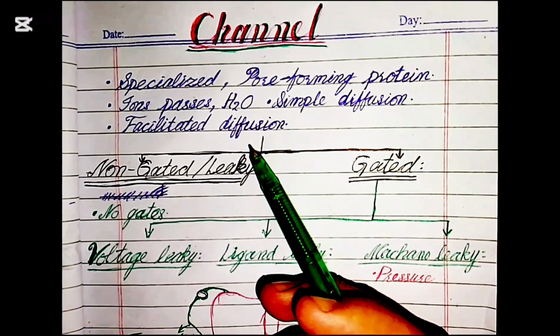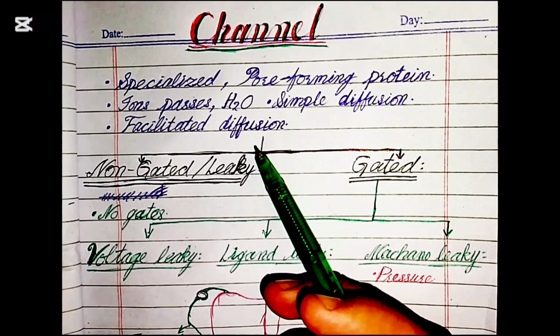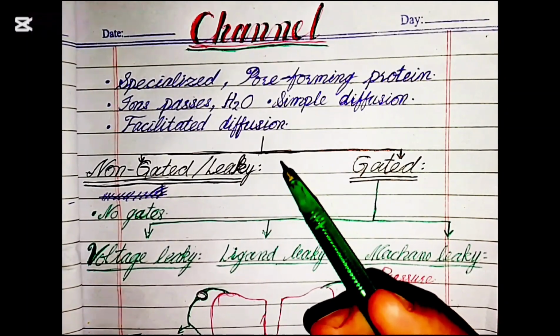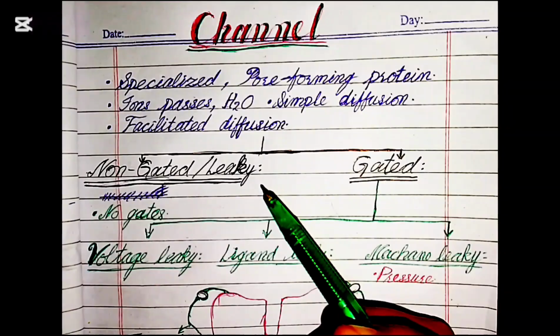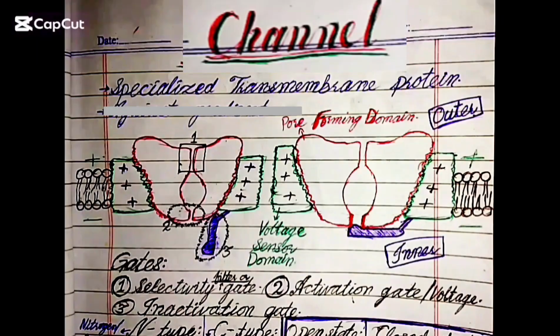And a channel is mainly involved in facilitated diffusion, meaning the diffusion in which proteins are involved is known as facilitated diffusion. Channel and pump have two distinct features. A channel works along the concentration gradient, but a pump works against the concentration gradient. A pump is a specialized transmembrane protein which works against the concentration gradient.